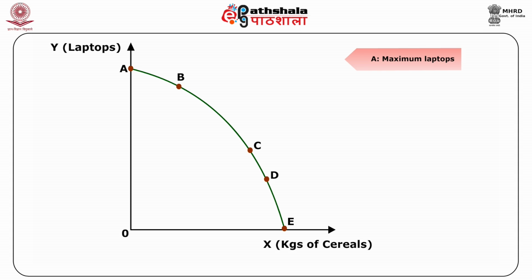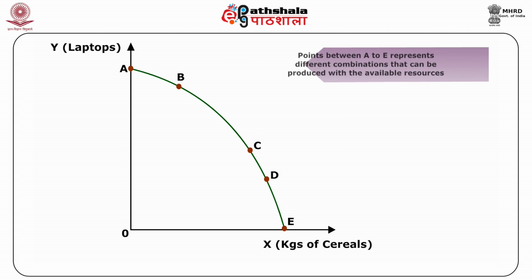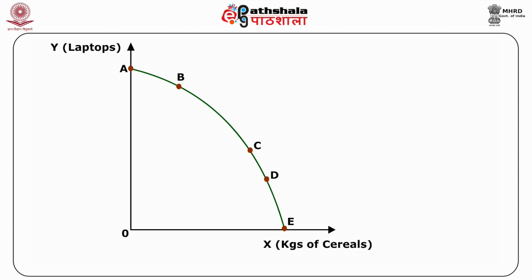Point A on the vertical axis and topmost left on the PPC shows the maximum number of laptops that the country in question can produce if it produces no cereal at all. Point E shows the maximum amount of cereals the country can produce if it decides to produce no laptops at all. All the points between them represent different combinations of cereal and laptop that an economy can produce with the available resources. The PPC thus depicts an entire array of possible choices or trade-offs for the economy.